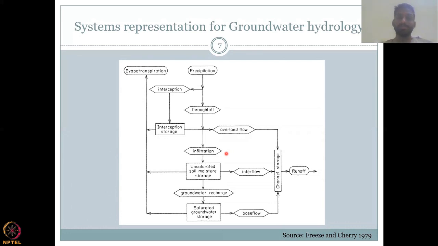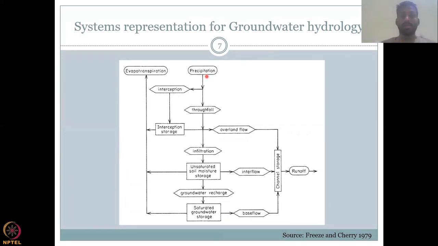We can also do a systems representation for groundwater hydrology. What is a systems approach? It is a way of showing, by a flow diagram, how each component gives rise to a different component, and where there are storage and losses in the system. Okay, so we start with precipitation coming into the system. Okay, our system is the unit of analysis.